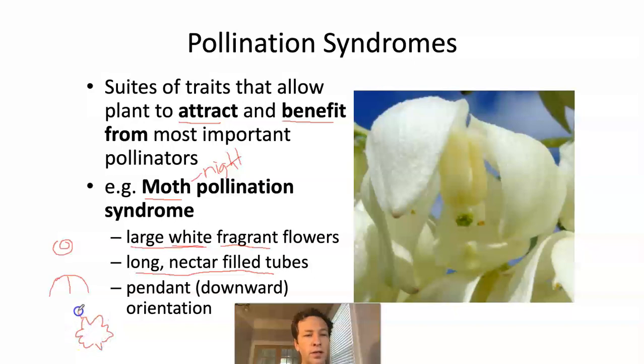It doesn't get too close. It extends its proboscis, and I should have drawn this as a tubular flower, so I'll add a tube here. And it accesses that nectar that's in the base of the tube, staying far enough away that if there was a spider sitting on this flower, try to draw 8 legs there, then the moth would be far enough back that the spider would be unable to catch it. So large white nectar-filled flowers with fragrance and a pendant or downward orientation is typical of a moth-pollinated flower.